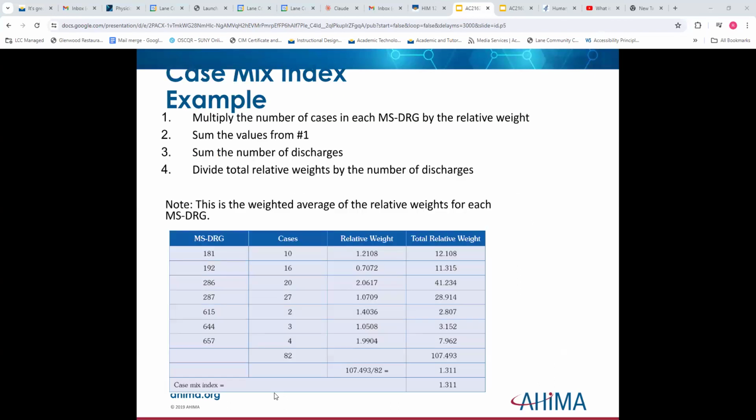So how do we calculate it? Basically, we multiply the number of cases in each MSDRG by their relative weight. We sum all these values. We sum the number of discharges, and then basically we divide these total relative weights by the number of discharges. And it's another type of an average. So you can see these calculations here.